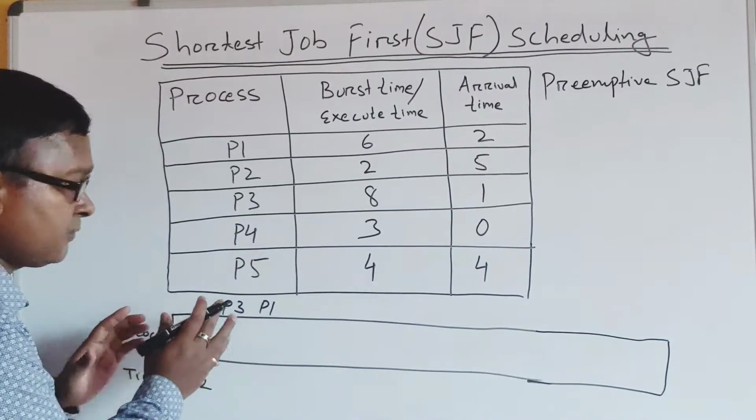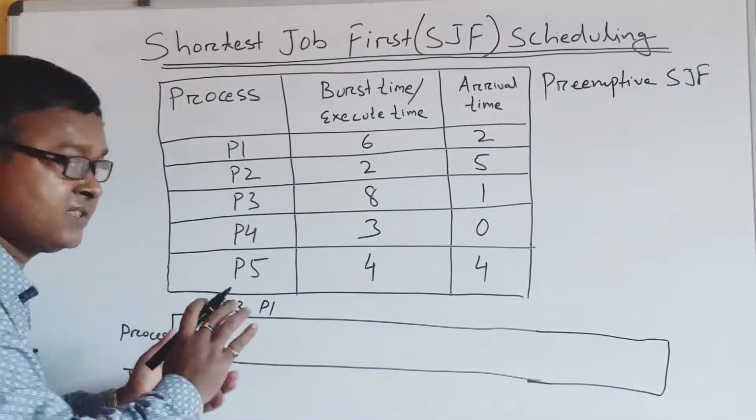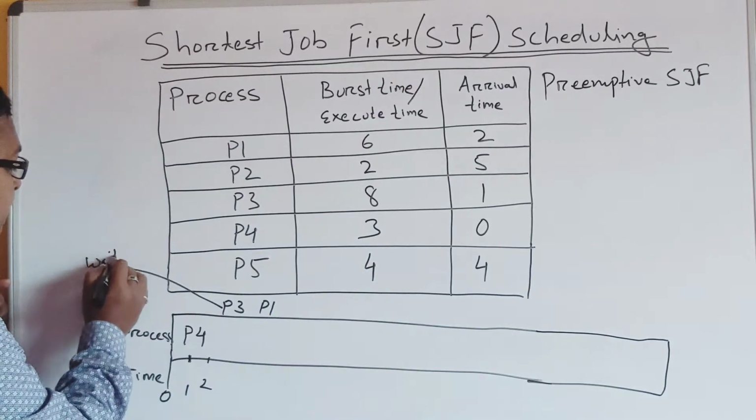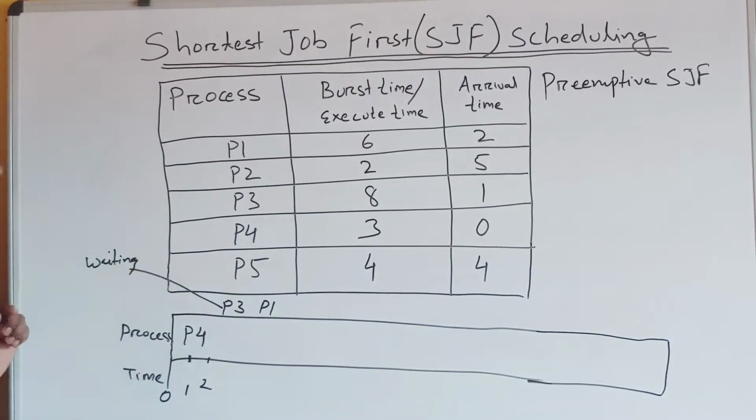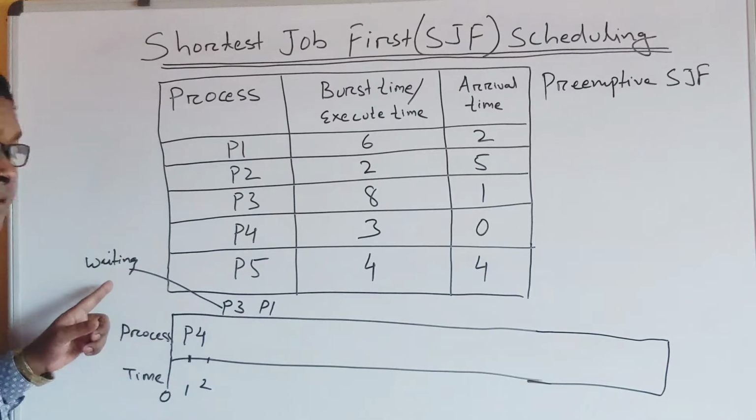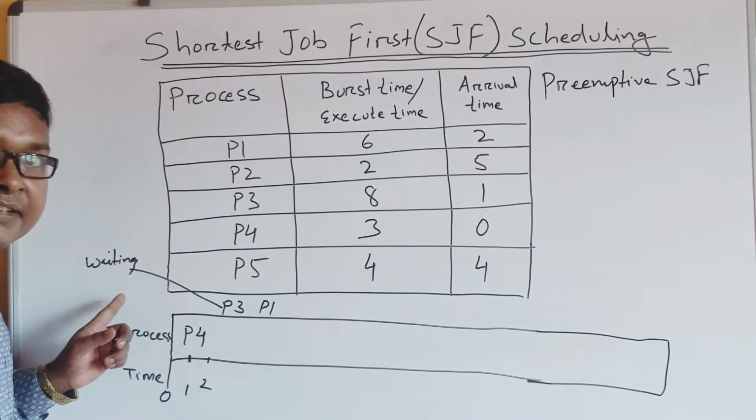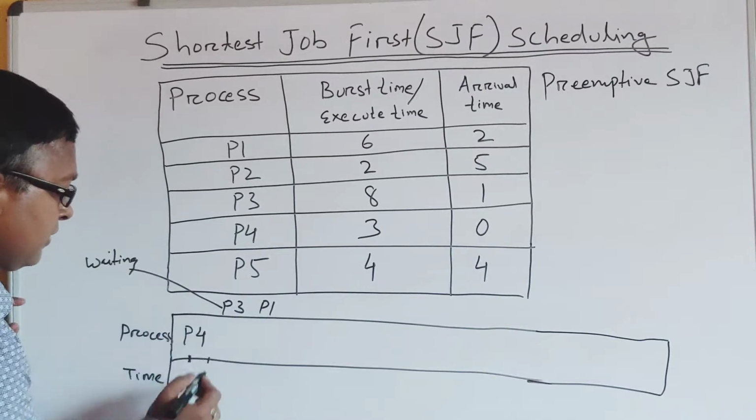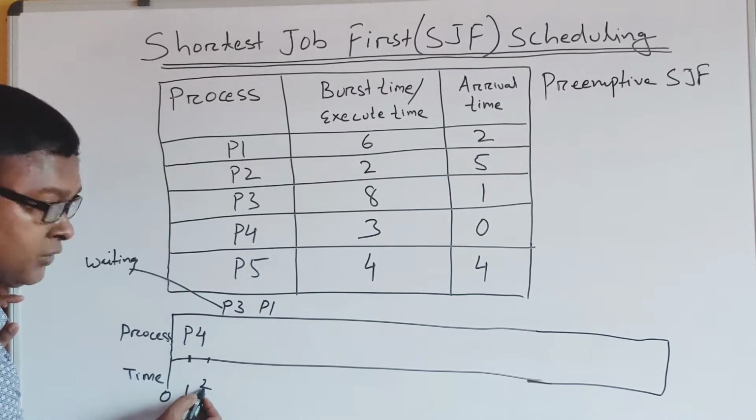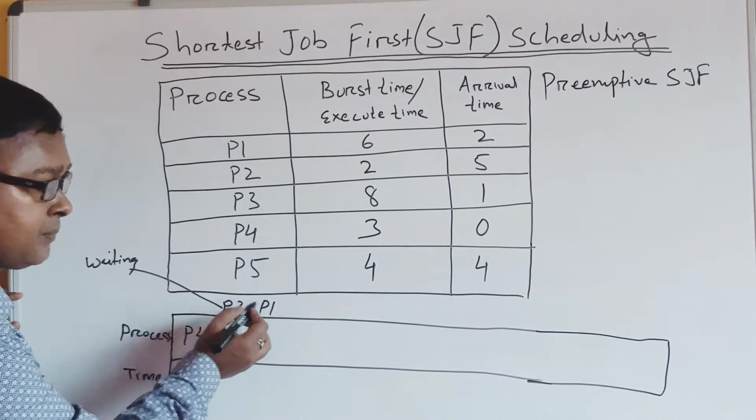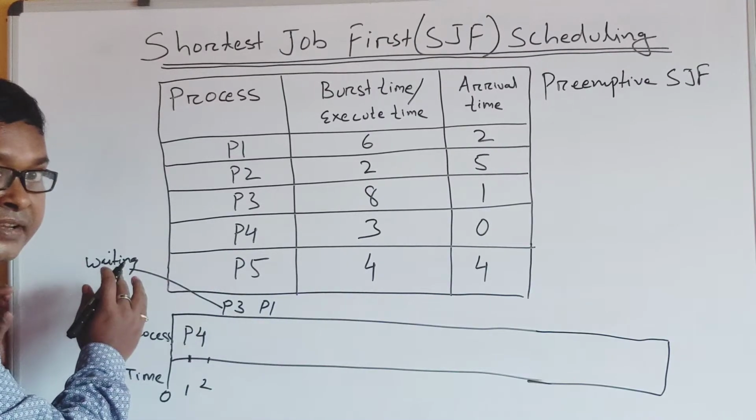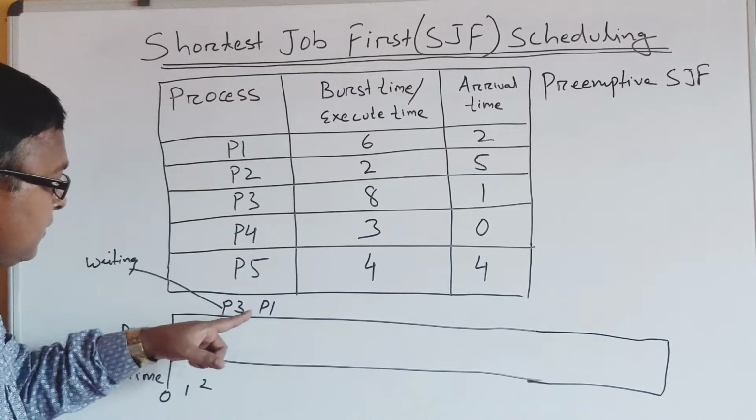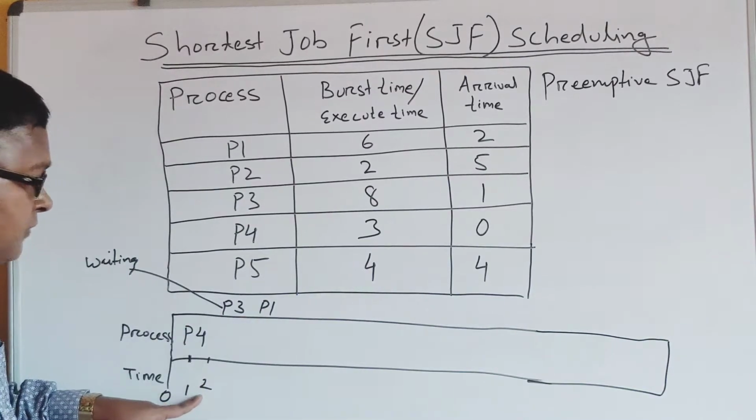Okay. So see, whichever processes are entering the processor, they are kept in the waiting state. Okay. So right now, how many processes are in the waiting state? At 2 units of time, P3 and P1 are in the waiting state. Right? P1 enters at the 2 unit of time.